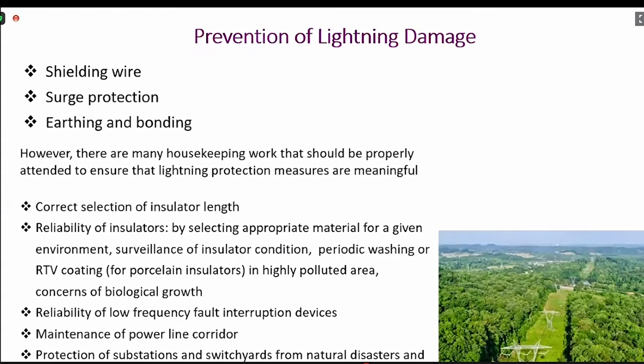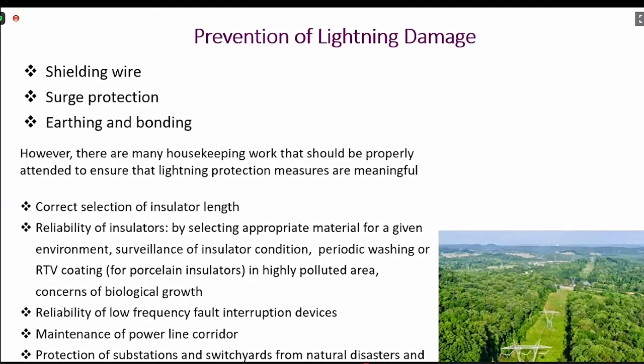And then, shielding wire, the prevention of lightning damage. How can we prevent lightning damage to MV and HV lines? There are basically three concerns: shielding wire, surge protection, then earthing and bonding. However, this is one very important thing. If you are working for an electrical company, then keep in mind that before you put your money into lightning protection, make sure that the electrical system is properly maintained. What do you mean by properly maintained?